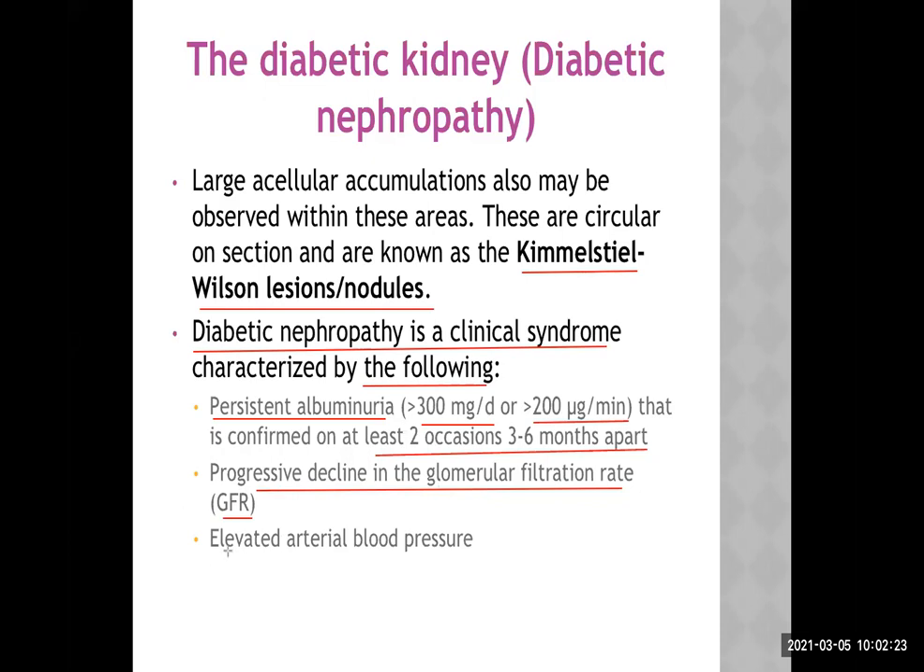And another one, there is elevated arterial blood pressure. When kidneys are affected, there is always hypertension, always. Without hypertension, I doubt the diagnosis of chronic renal failure. Now, there are two things. One, hypertension develops after renal disease, and if hypertension is there, that will further damage the kidney. So these are some of the very important points.